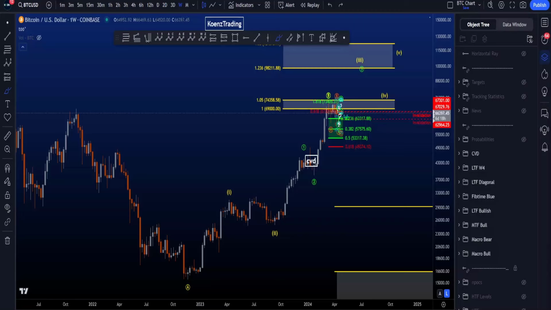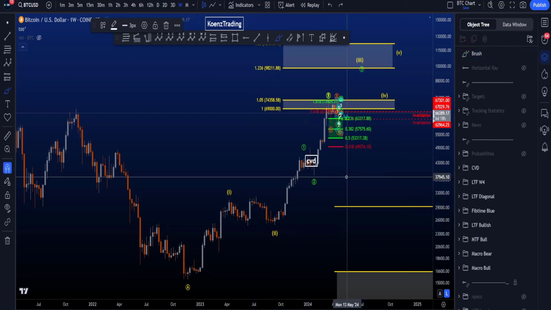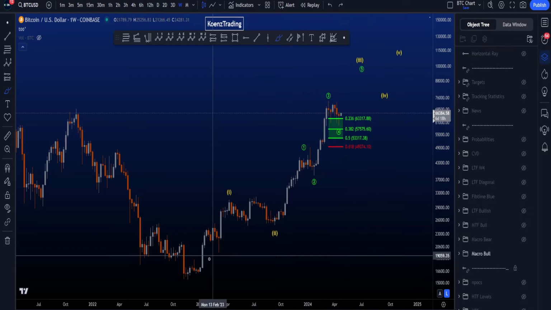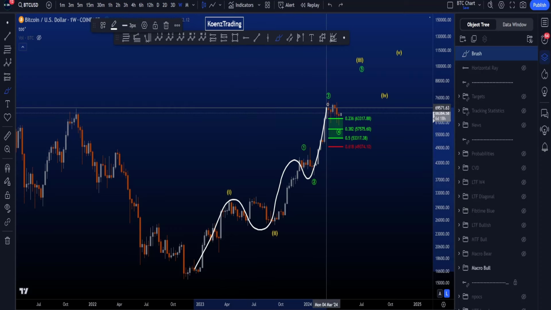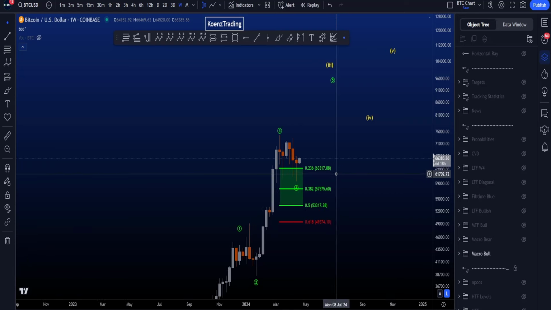Hi everyone, let's go over my bullish and bearish Elliott Wave scenarios on Bitcoin, starting with the weekly time frame, where potentially this wave 4 is finished as we are looking for a double 1, 2, 3, 4 and then a continuation to the upside in a wave 5.